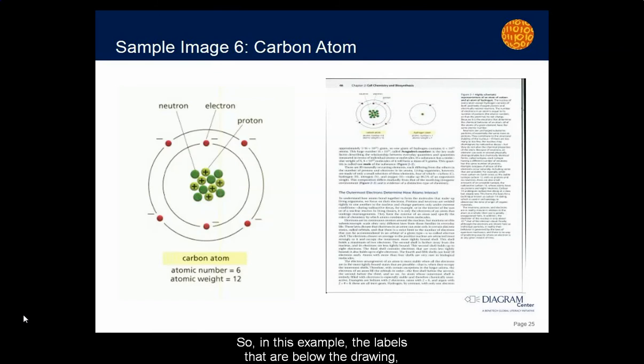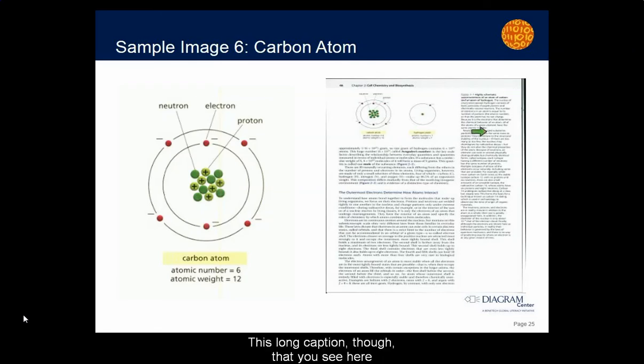In this example, the labels below the drawing, and there's a second drawing which I didn't show you on the left, are most likely embedded in the image, so they won't be read by the user's assistive technology. That means the information they provide will have to be included elsewhere, either in the image description or as Braille labels on a tactile graphic, like the one you just saw in Lucia's example, or on a 3D object.